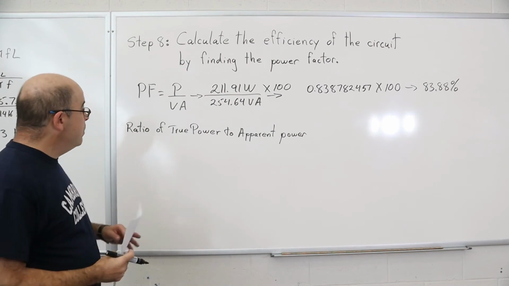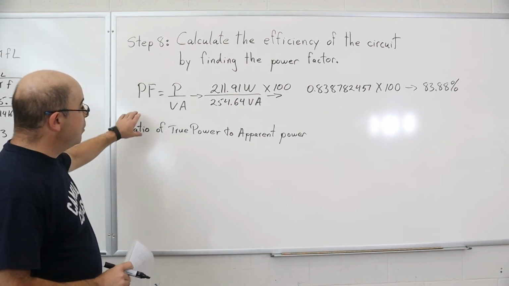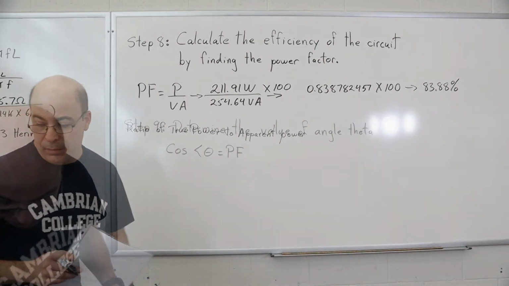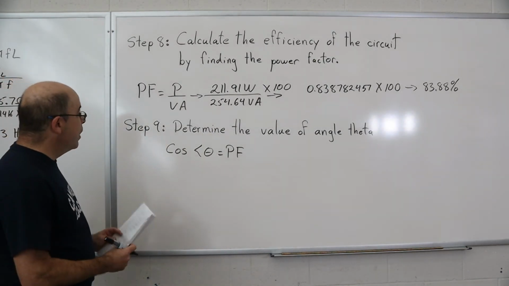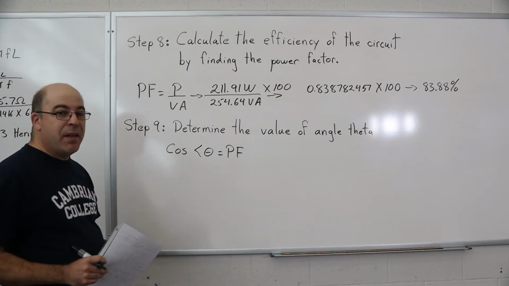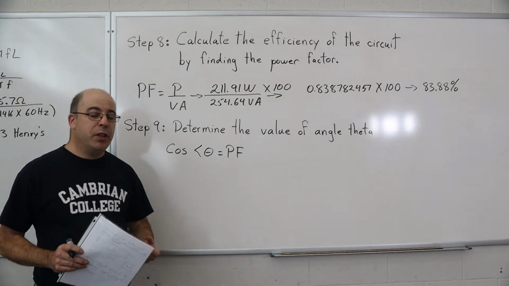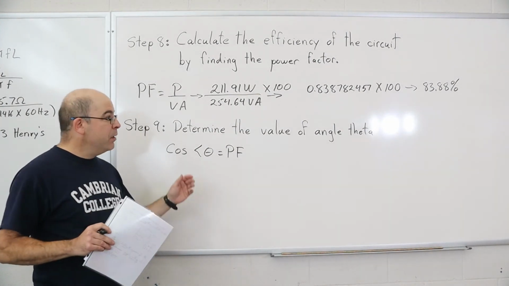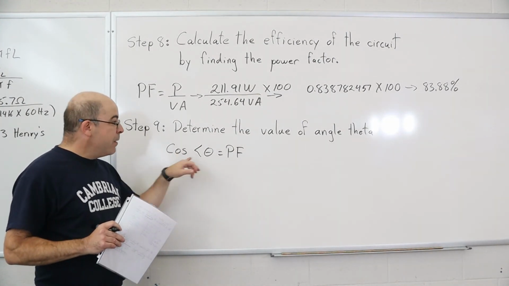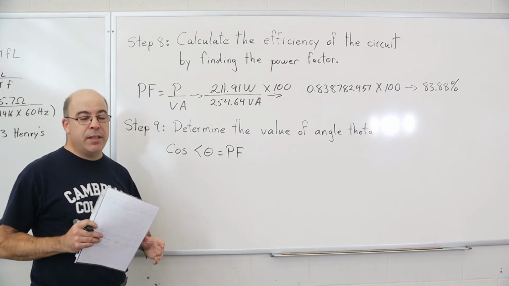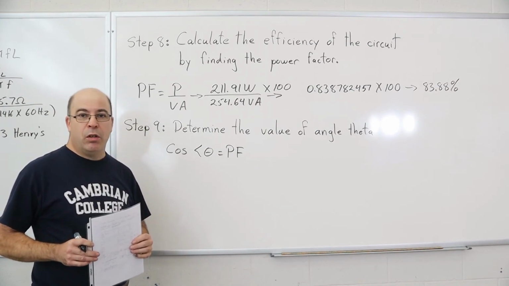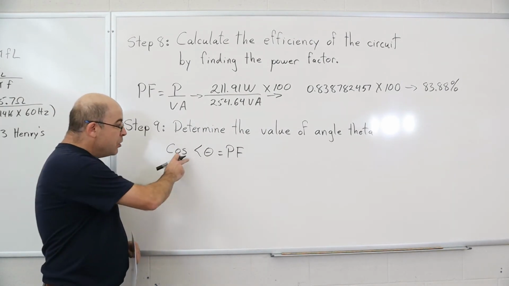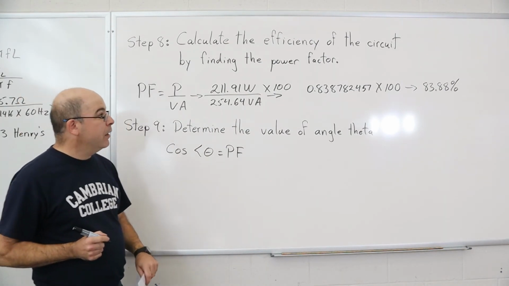And I'm going to erase this, and I'd like to jump to the last step, which will be to calculate angle theta. Our final step, determine the value of angle theta. As I said earlier, this is a really important step, because if we built the circuit, it's going to allow me to take a measurement of the phase angle difference between the voltage and current waveforms using an oscilloscope. And that's the only reason students are required to do this calculation.